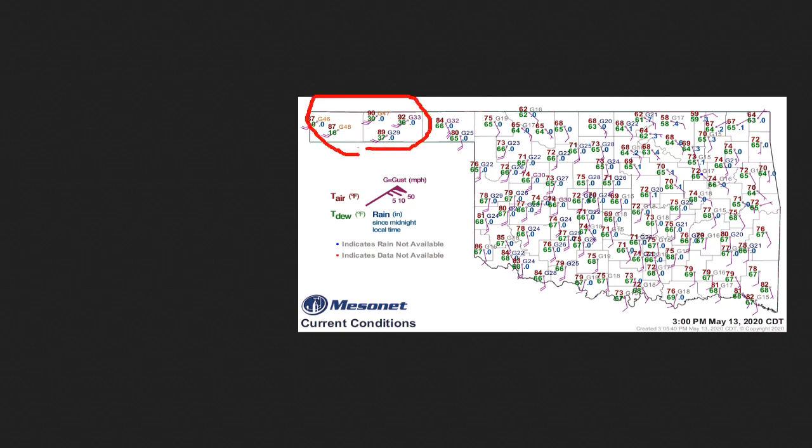But for right now, look at those blustery conditions out there. 47 miles an hour north of Guyman and 48 at Boise City. That's a bit of a blast furnace there.